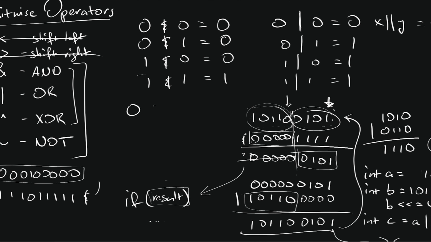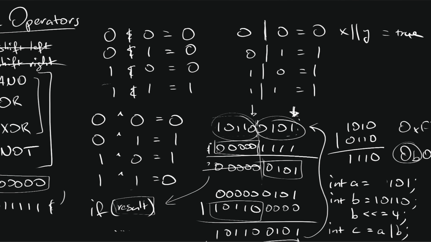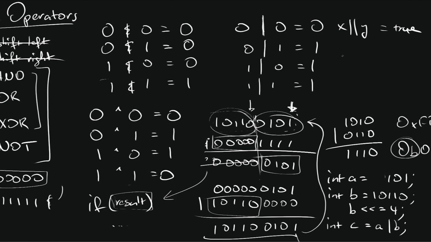So 0 XOR 0 gives us 0 because they're not exclusive, they're the same. 0 XOR 1 gives me 1 because they're different. 1 XOR 0 gives me 1 because they're different. 1 XOR 1 gives me 0. So you can see that we have something that is quite different from the other operators. Specifically, it works kind of like an OR, except in this case, if they're the same, it gives me a 0. So it's useful to flip bits.